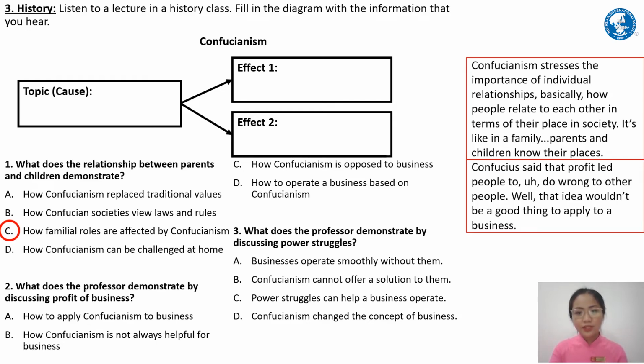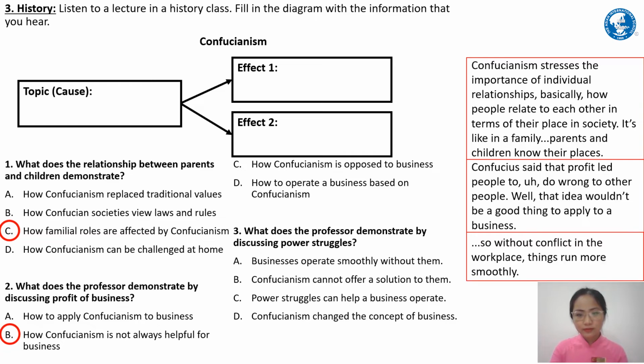For question number 2, what does the professor demonstrate by discussing profit in business? Okay, Confucius said that profit led people to do wrong to other people. So for question 2, the answer is B. And the last question is, what does the professor demonstrate by discussing power struggles? Okay, the answer is A. Businesses operate smoothly without them. Them here is the power struggles or the conflict.